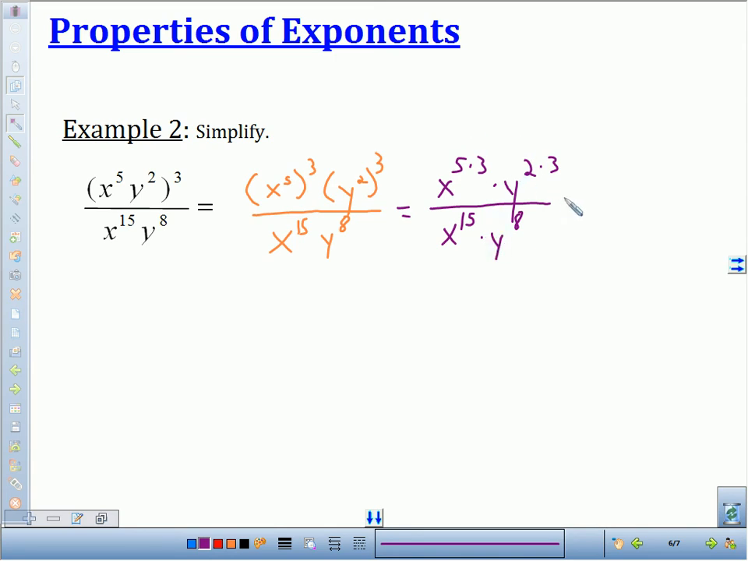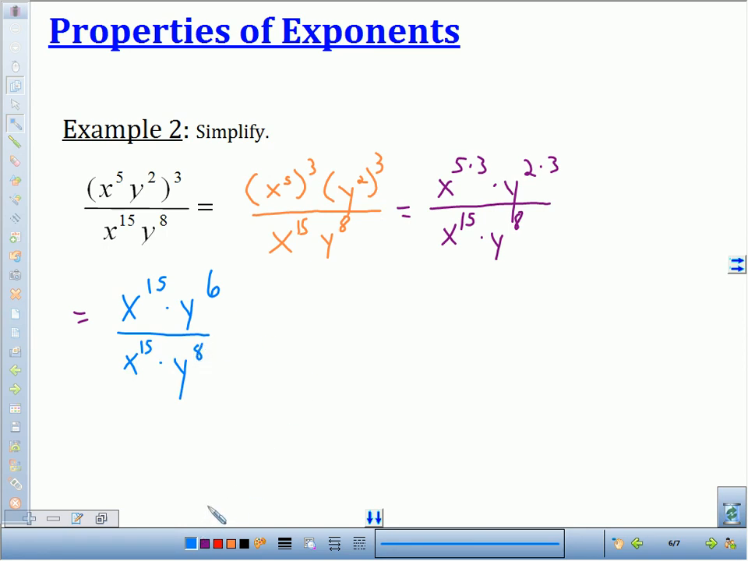Now, I'm just going to go ahead and do this multiplication here. That's all I'm going to do at this step, just so I can be where I want to be to begin with. So let's just do some multiplication here. 5 times 3 is 15. So I have x to the 15th times y to the 2 times 3 is 6 over x to the 15th times y to the 8th.